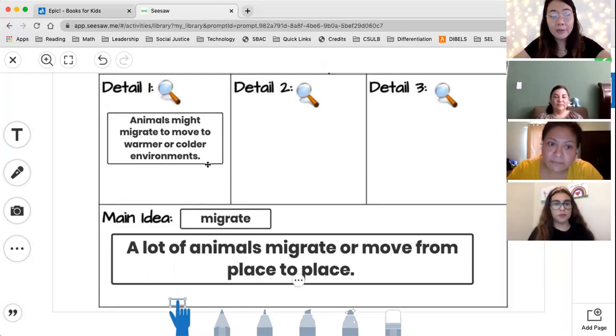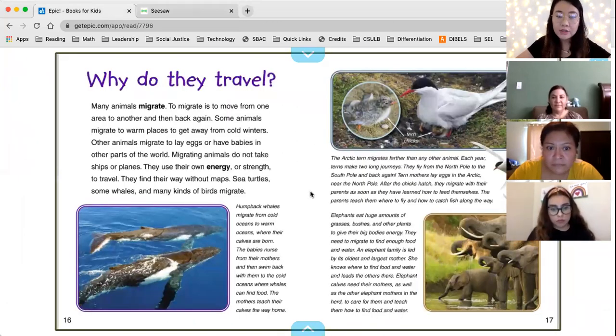I love that. And I feel like that really connects to the main idea of a lot of animals migrate or move to place. So again, our details should match our main idea because the details support the fact that that's the main idea. So let's go back in the text and look at, is there another sentence or a key detail that supports the idea of migrating? Ms. Hernandez? Yes, I'm looking at the text feature next to the whales. And in the middle part, it says the babies nurse from their mothers and then swim back with them to the cold oceans where whales can find food. So there's movement in looking for food there.